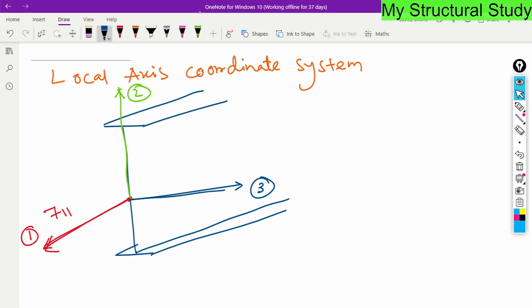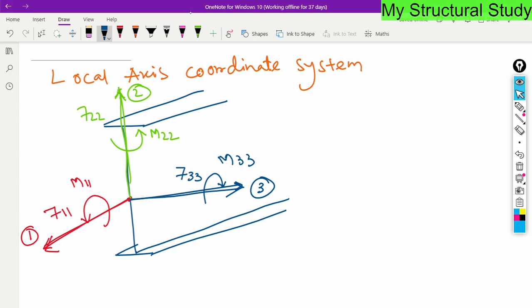Forces along axis 3 is F33. Forces along axis 2 is F22. Now the moments about axis 1 is M11, moments about axis 2 is M22, and the moment about axis 3 is M33.